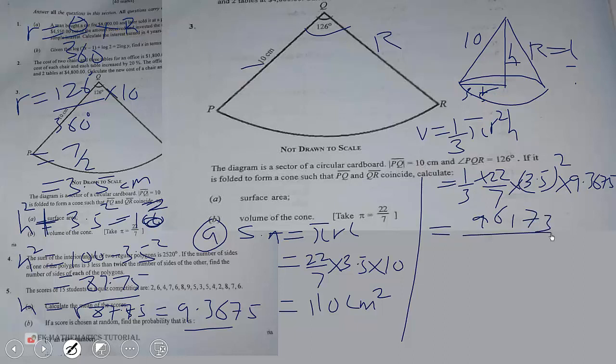Now when we simplify this, we are crossing over to 96173 over 800, which is giving us 120.21625. So when we round it to two decimal places, we get 120.22 centimeter cube.